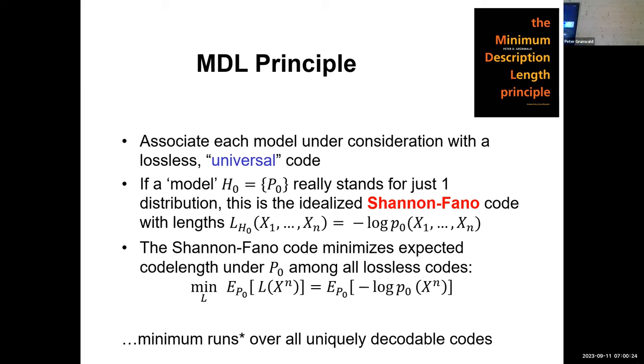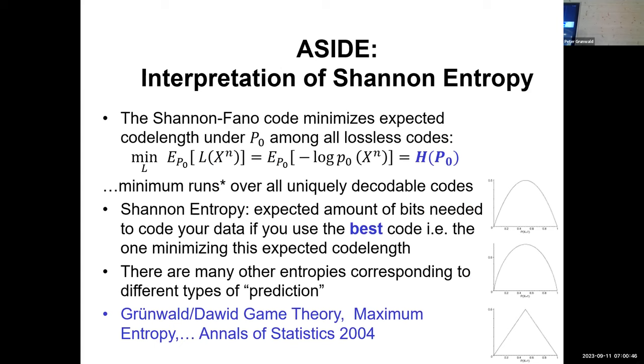And then the second thing is that you can have, of course, many codes for the data. The one which minimizes the expected code length among all lossless codes is the one with these lengths. The expected length under the distribution is the expectation of minus log probability. And that is, of course, the entropy. Right? We've seen it this morning. So the entropy is a very concrete thing. It's the minimum expected code length you can get for a distribution if you use the optimal code for the distribution.